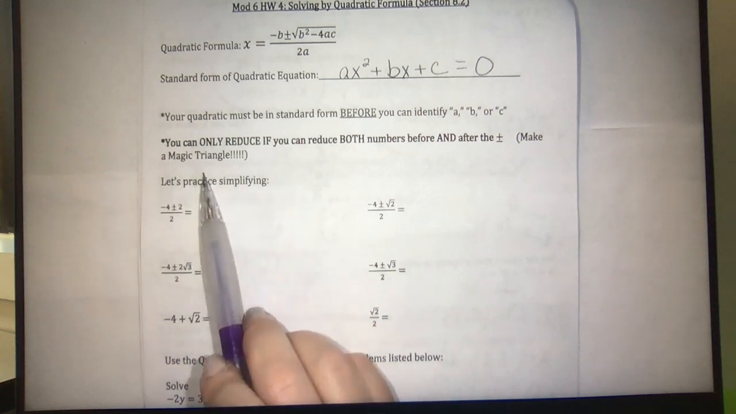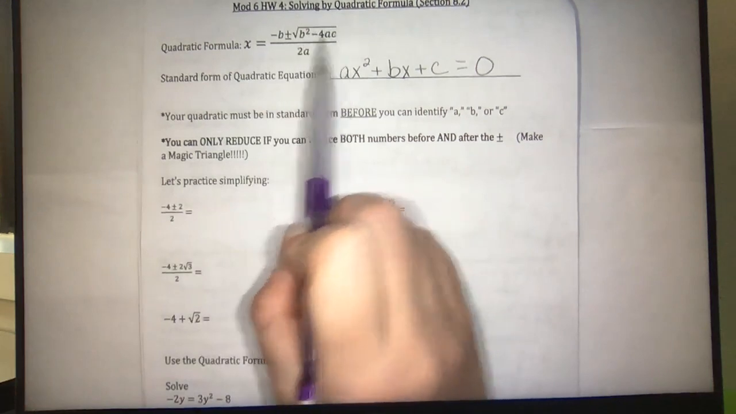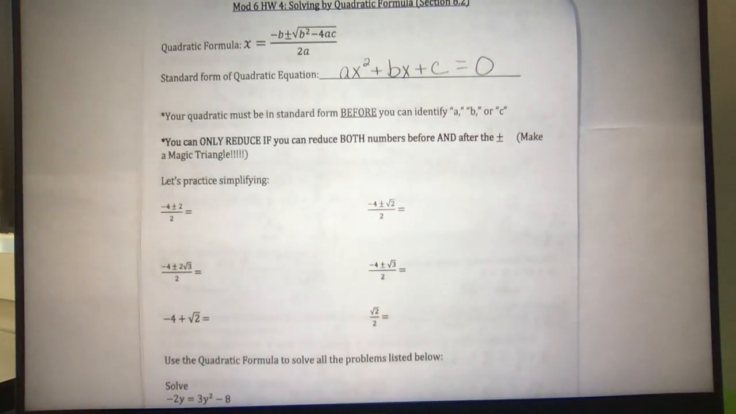All right. Now, besides messing up the discriminant, the other issue I find with students is that they can't figure out how to reduce. They can't figure out where to stop and how to leave their answer.